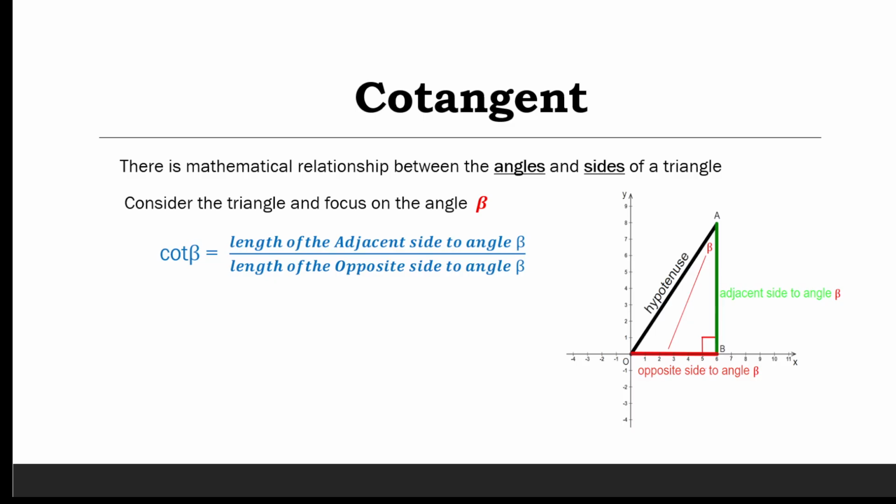Shifting the focus to angle beta, cot beta is defined as the length of the adjacent side to angle beta divided by the length of the opposite side to angle beta, and in short that gives us cot beta is equal to AB divided by OB, and AB can be made the subject of the formula to equal OB times cot beta.